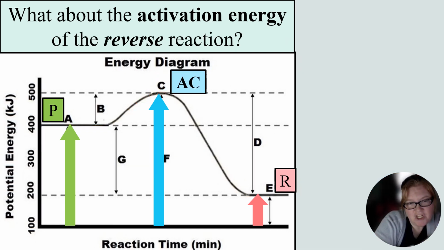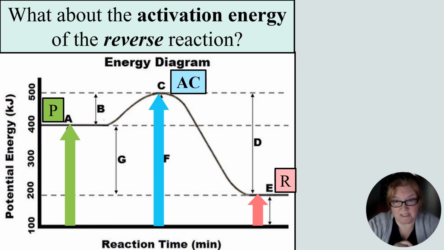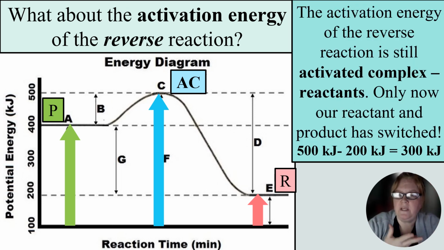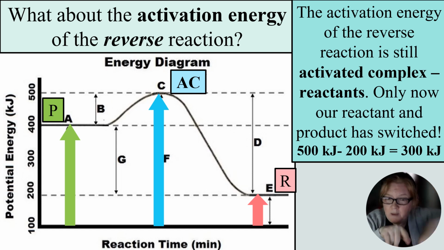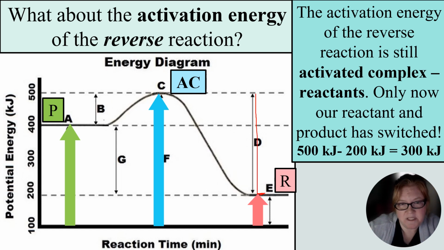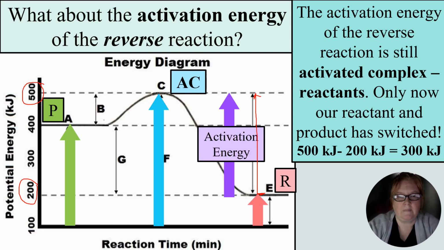What about the activation energy of the reverse reaction? Well, this is definitely different because we're starting and ending at different parts, right? So the activation energy of the reverse reaction is still going from reactants to the tip top, but we're starting at a different part. We're starting over here, right? And we have to get up to the very top. So you would have to do 500 minus 200, okay? There is the representation of that activation energy.